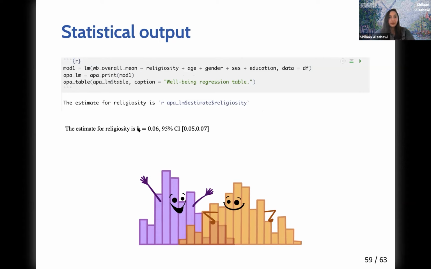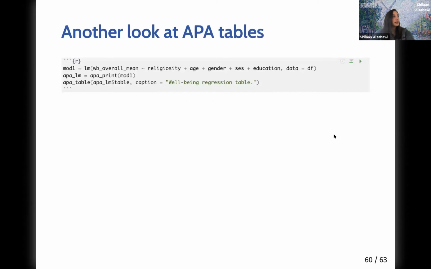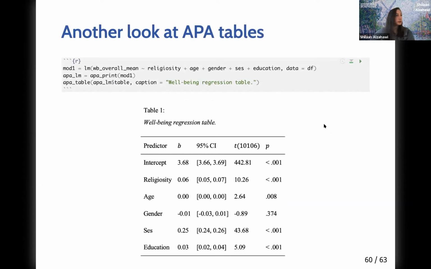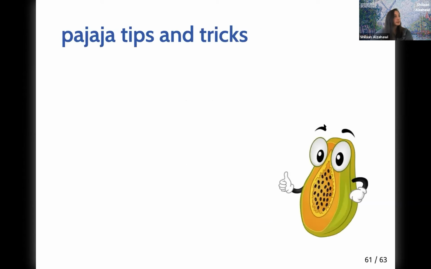So this is perfect, because this is what you want to show up in your manuscript. You want your estimate and your confidence interval formatted as such. So that's how we get APA statistical output. I said here that we do another look, but I actually went through it already, so we'll skip this one.